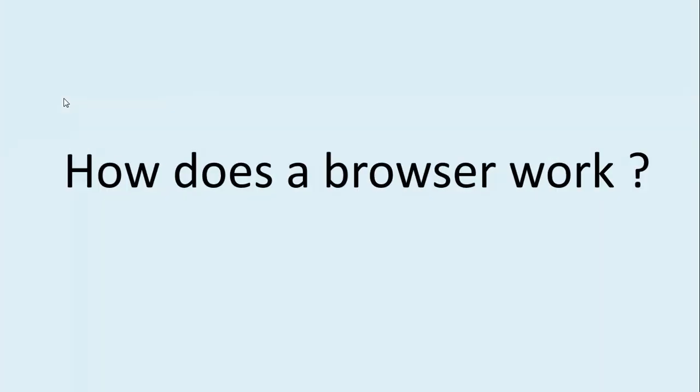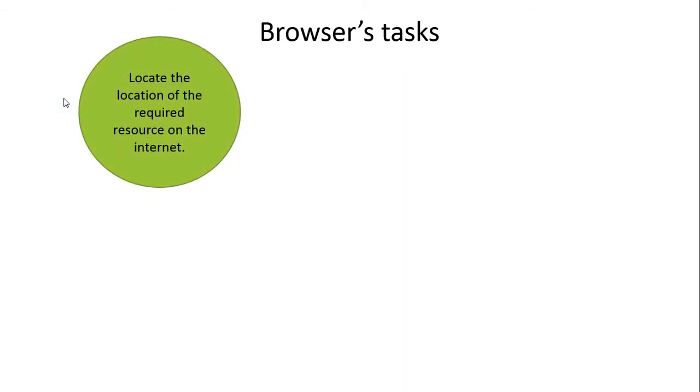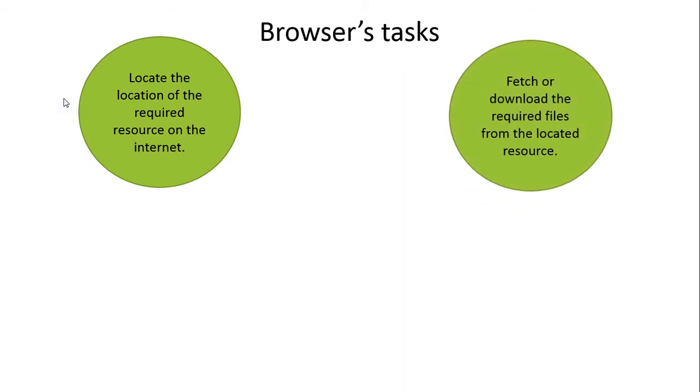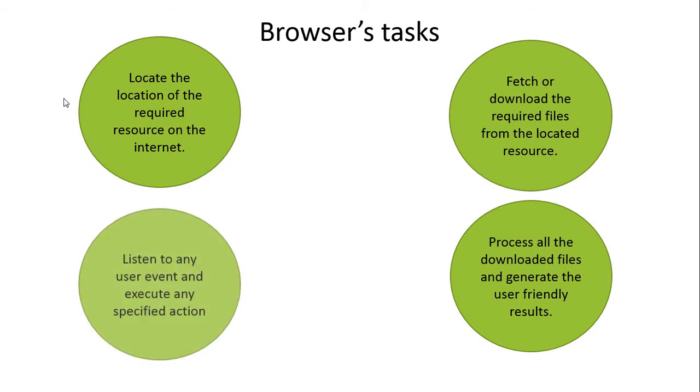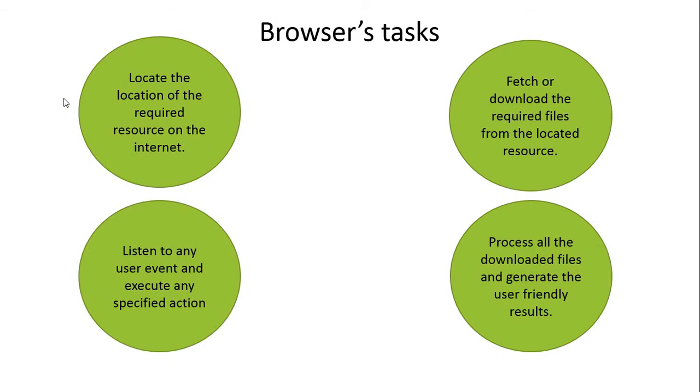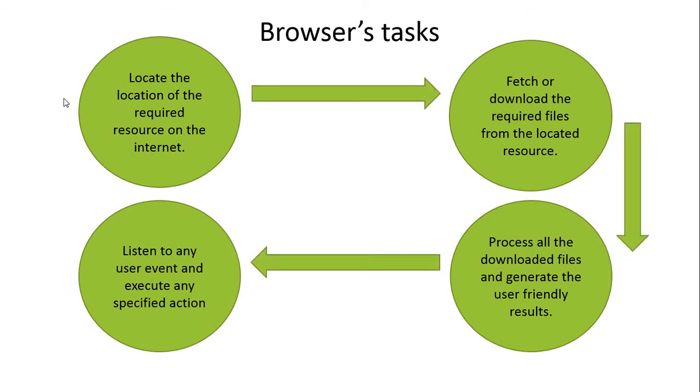In this video, we are seeking an answer to a question: how does a browser work? Before going into that, let us first see what the tasks for a browser to perform are. So there are basically four tasks. The first one is to locate the required resource on the internet. Next is to fetch or download the required files from the located resource. Then to process all the downloaded files and generate the user-friendly results which will be displayed on the screen. And finally, to listen for any user event and execute any specified action. And these four tasks are performed by the browser in the same manner.